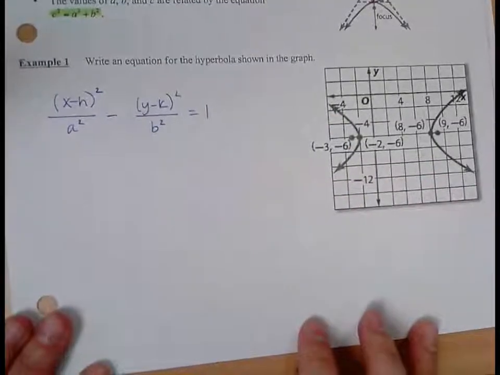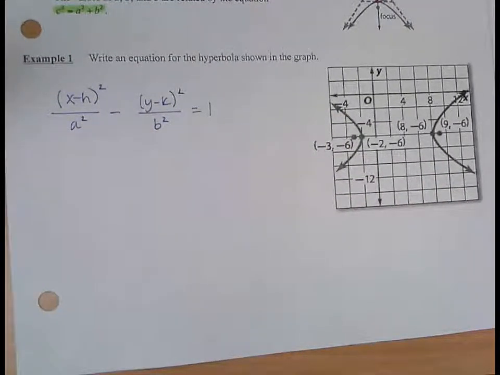And again, just like with ellipses, you need to find h, k. Well, I won't say you need to find the center. You need to find h, k in some way, and you need to find a and b in some way. So ideas on where we could start to find h, k? Think of how we found equations for ellipses.